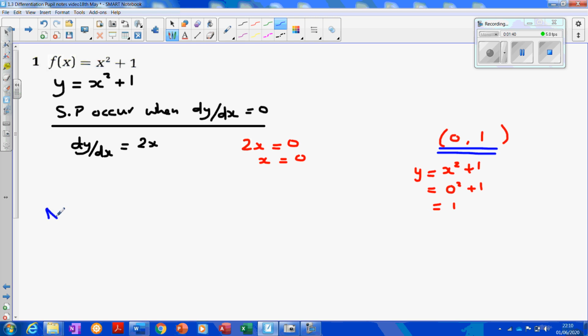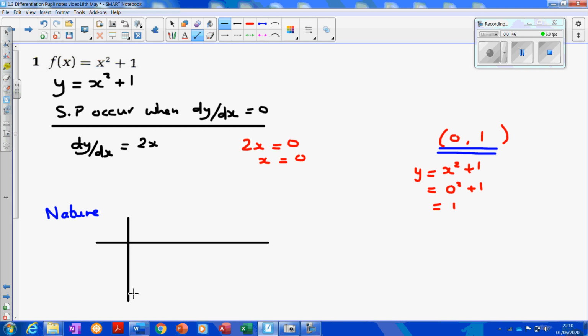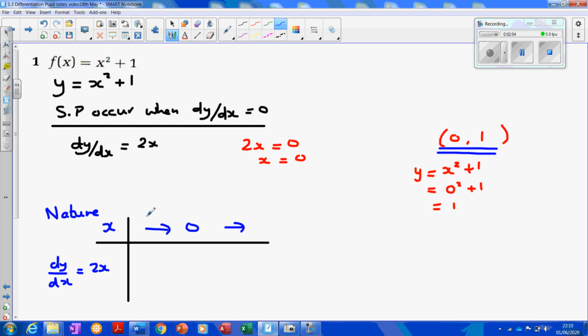So we do a nature table. I know that I've got a stationary point sitting at x equal to 0, so x values go in there. I'm going towards the stationary point and I'm going after it. And I've got dy/dx, and I'll put in the formula for that so we can see it clearly. The derivative was 2x. Now I want to find out what's happening before x equal to 0, so take x equal to minus 1. After it, take x equal to 1.